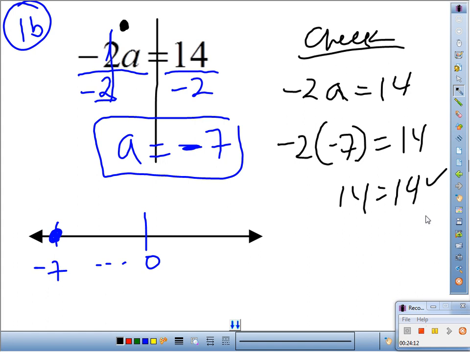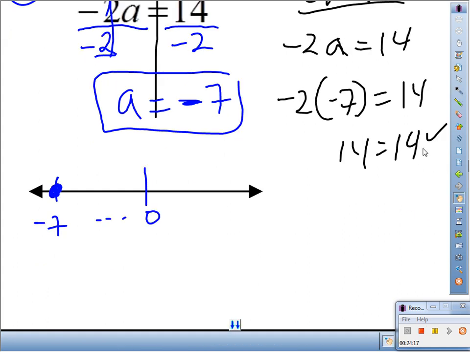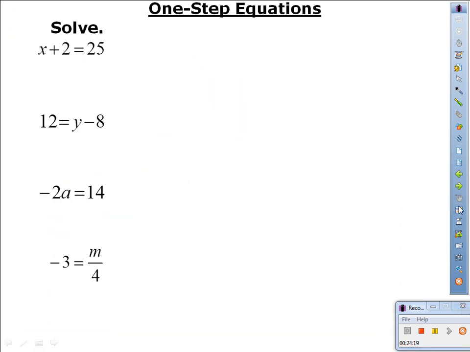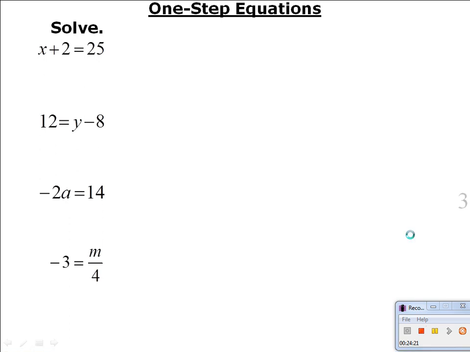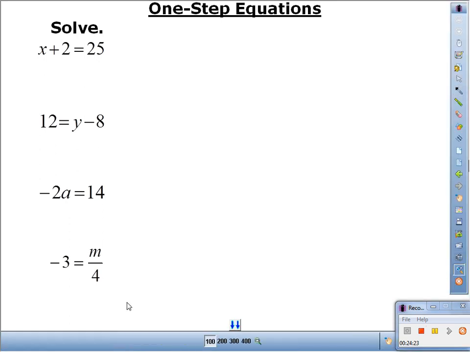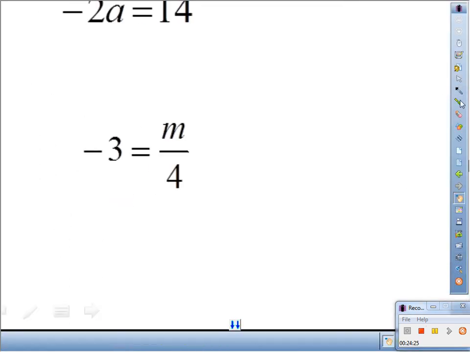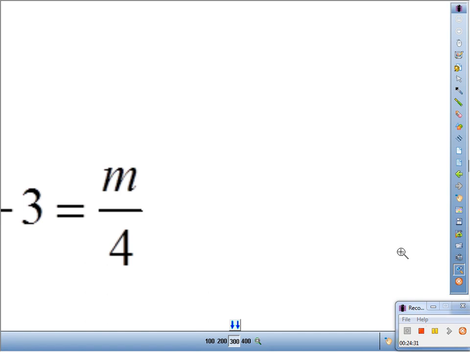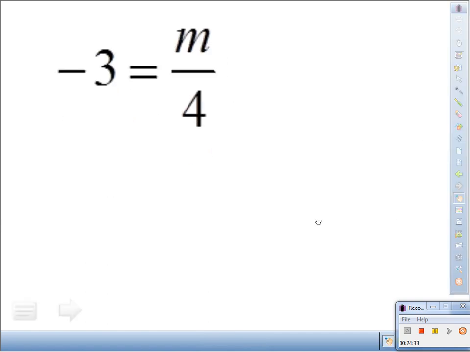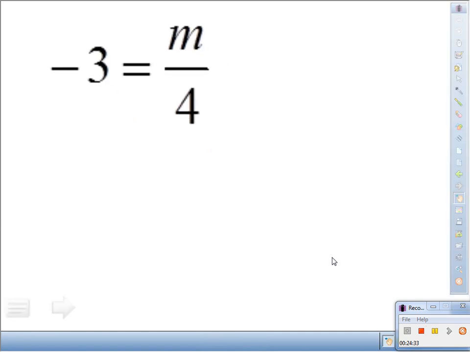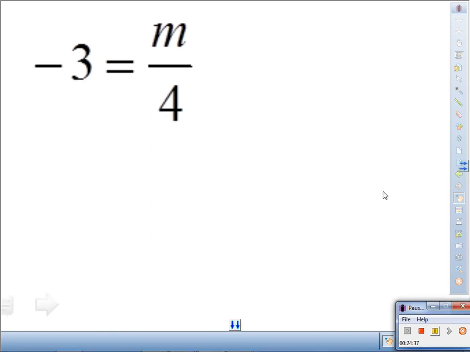Last one of these simple ones. Copy this one. Example 1C. Let's see how you do. -3 equals m over 4. Copy and go. All right, check it with the neighbors. See how much they got so far.